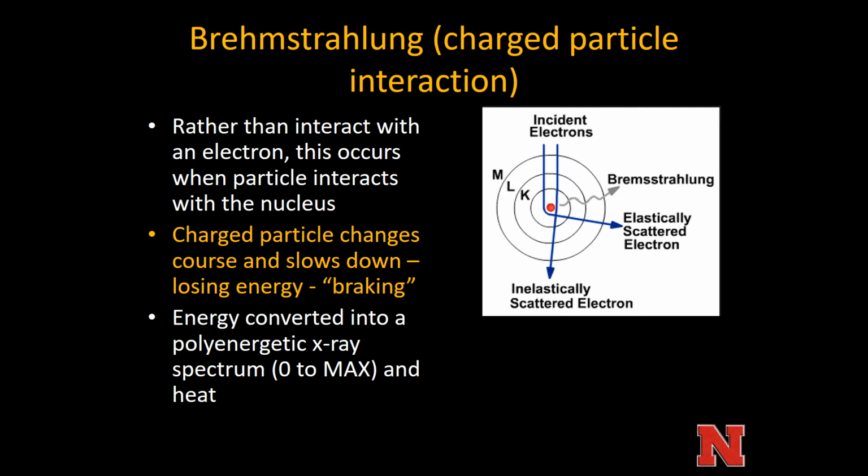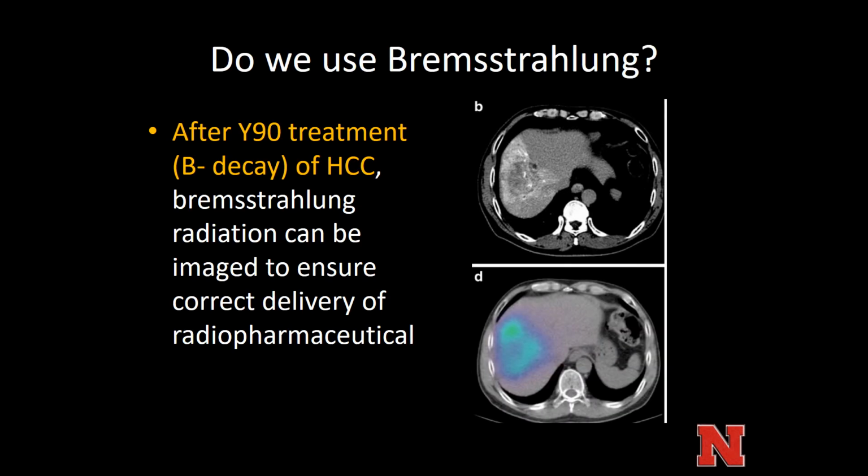That energy is converted into a polyenergetic X-ray spectrum from 0 to whatever your max for your setup is, which again in diagnostic imaging we will set. That's one of the set parameters, for example like 80 kV or something like that. And in addition to the polyenergetic X-ray spectrum which is produced from these Bremsstrahlung interactions, there's also a fair amount of heat. This is why those anode materials get very hot when we get to the point of talking about X-ray generation.